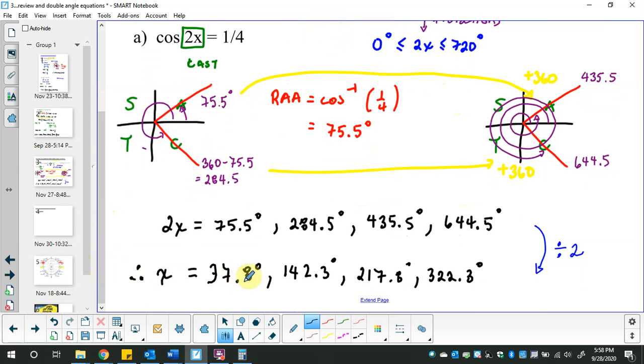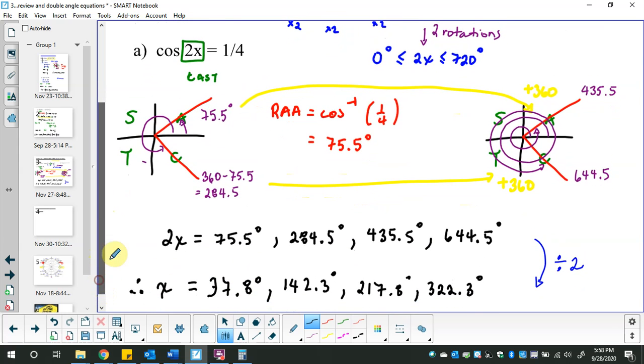So if you take 37.8, although it's rounded, if you doubled it and hit your cos button, you would end up with approximately 0.25. If you did that with 142.3, doubled it, hit the cos button, you would approximately end up with this. Same with 217.8, same with 322.3. Any other number will not give you close to 0.25.